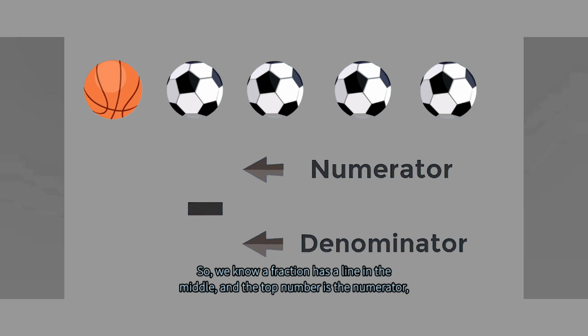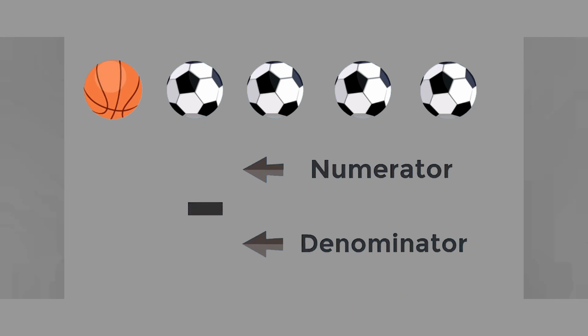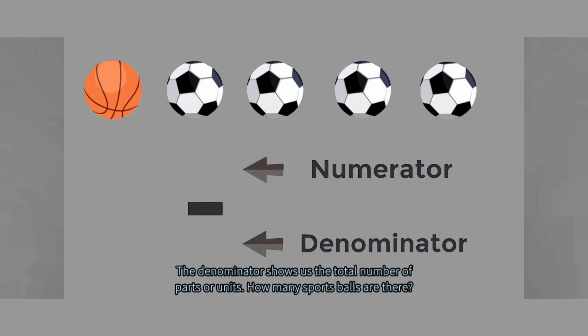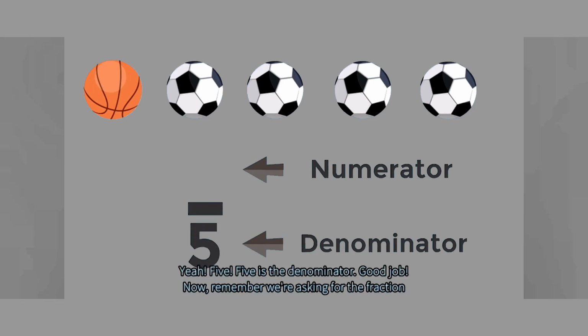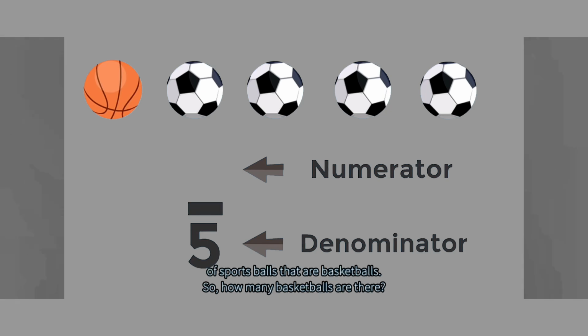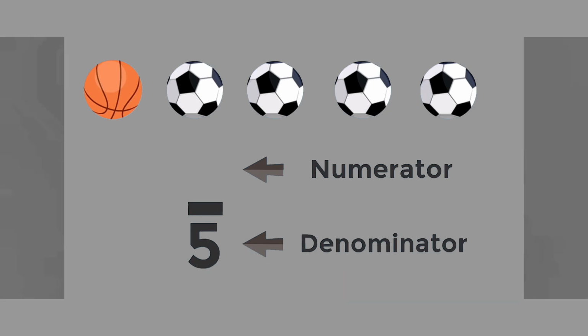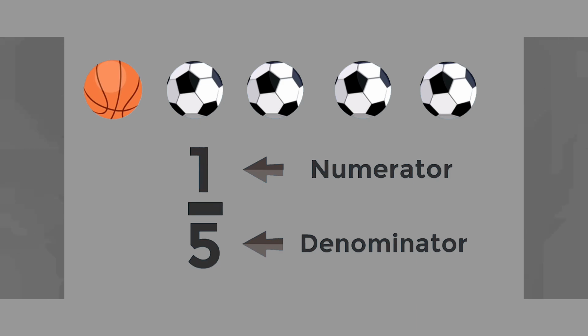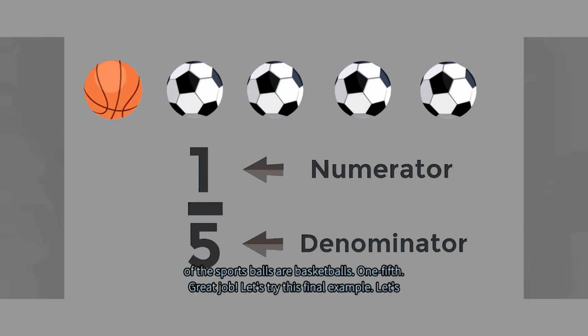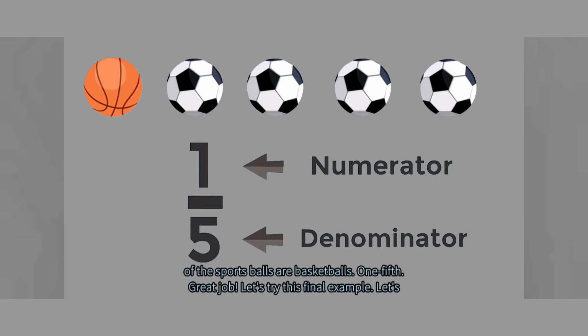So we know a fraction has a line in the middle, and the top number is the numerator, and the bottom number is the denominator. The denominator shows us the total number of parts or units. How many sports balls are there? Yeah, 5. 5 is the denominator. Good job. Now remember, we're asking for the fraction of sports balls that are basketballs. So how many basketballs are there? Yeah, just 1. The number 1 is the numerator. So 1/5 of the sports balls are basketballs. Great job.